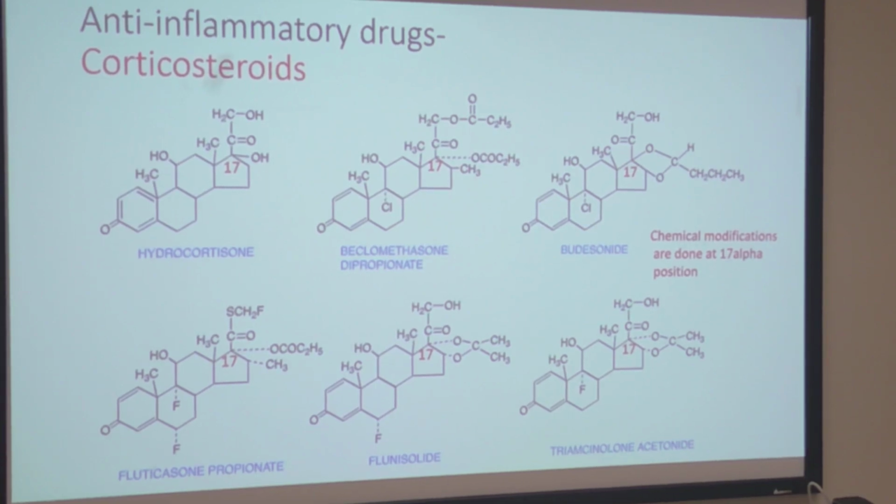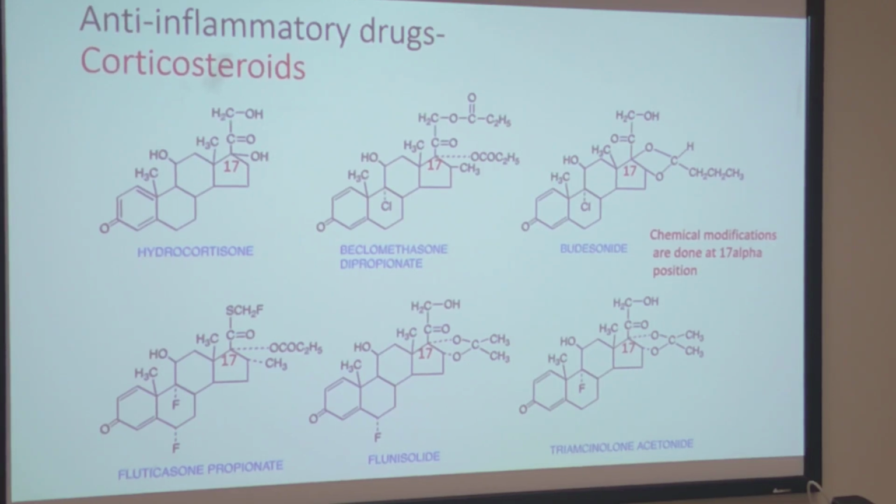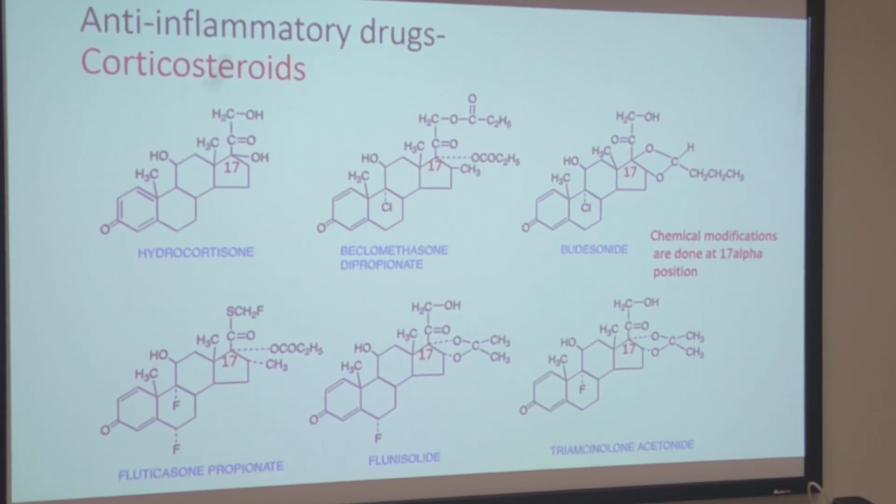Now, corticosteroids. As you all know, corticosteroids are better drugs for the treatment of asthma, COPD. There are different corticosteroids, like hydrocortisone, beclomethasone, or budesonide; they're all effective systemically, but they cannot be used as inhalers. Remember, inhalers are better, they are more effective.